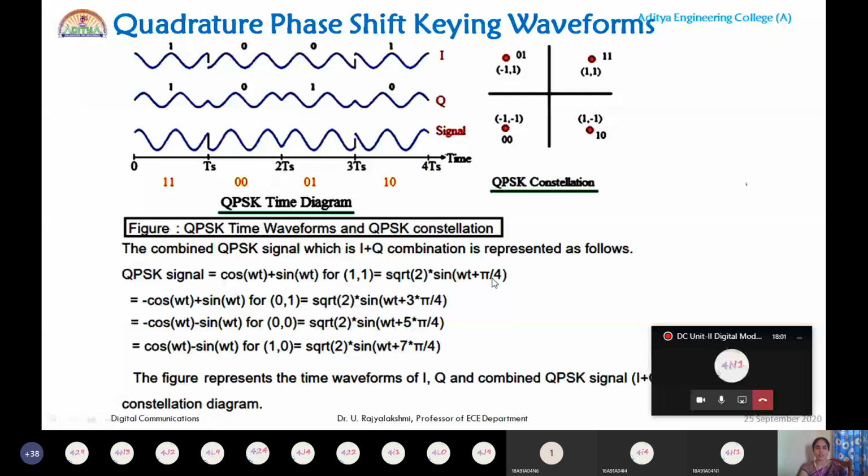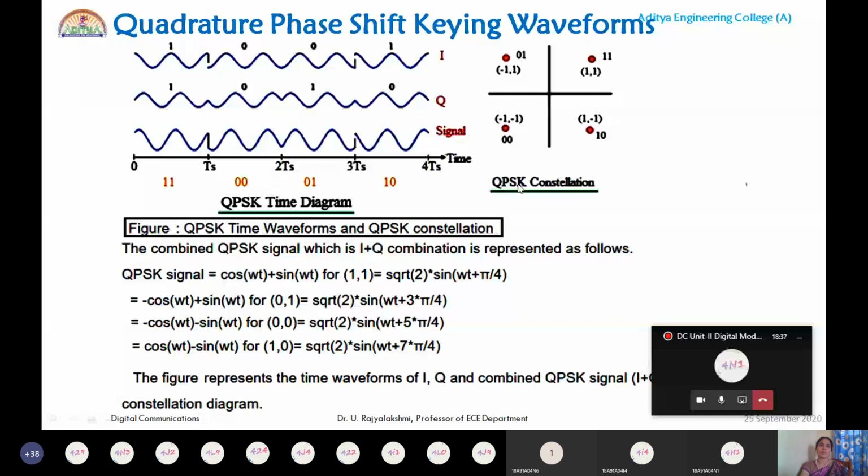Similarly, sin omega t plus 3 pi by 4, plus 5 pi by 4, plus 7 pi by 4. The intention here is to show that the corresponding phase of S1 is how much? 45 degrees with respect to the x-axis. Next, S2 is 3 pi by 4 angle with respect to the x-axis. And next, the third one, that is 0, 0, symbol 3, the angle made is 5 pi by 4. Similarly, S4, the angle made is 7 pi by 4, like this. Okay, so this is about the QPSK waveform.